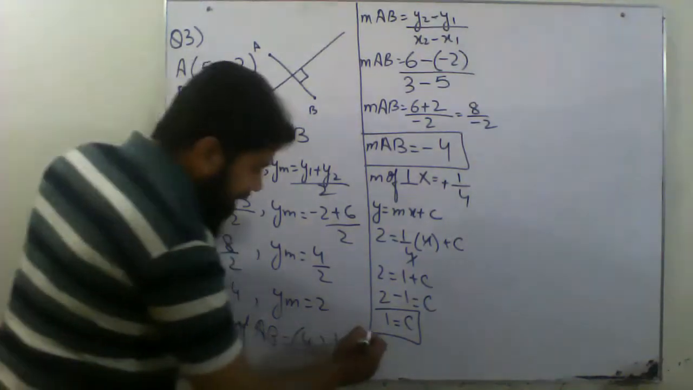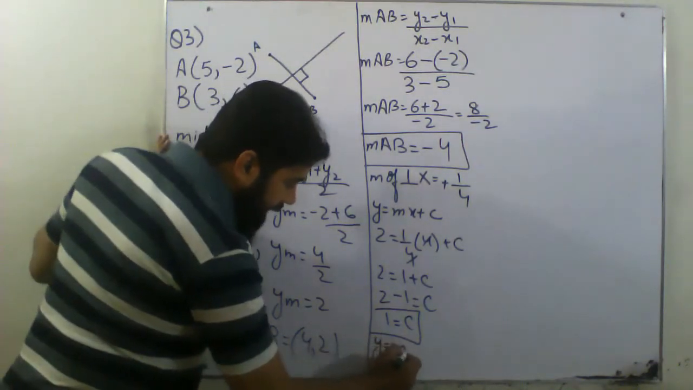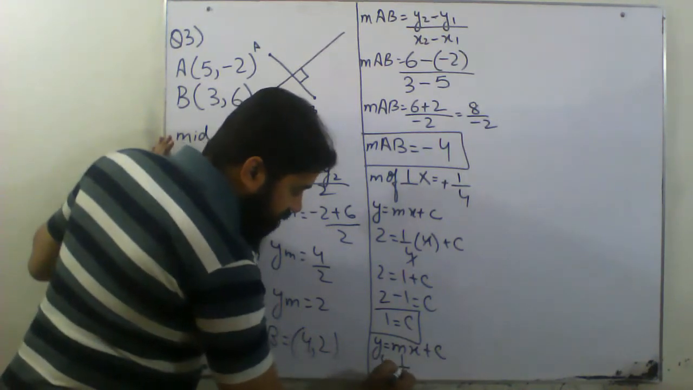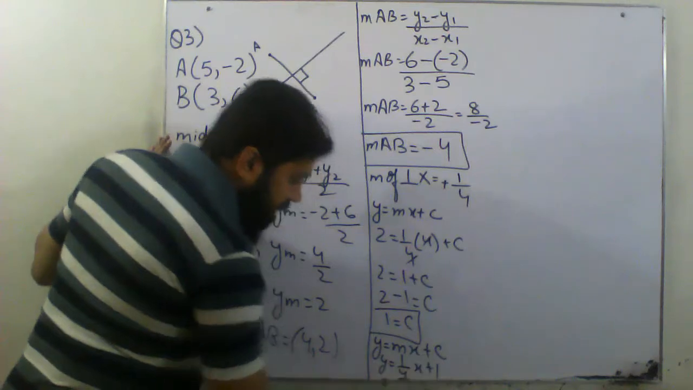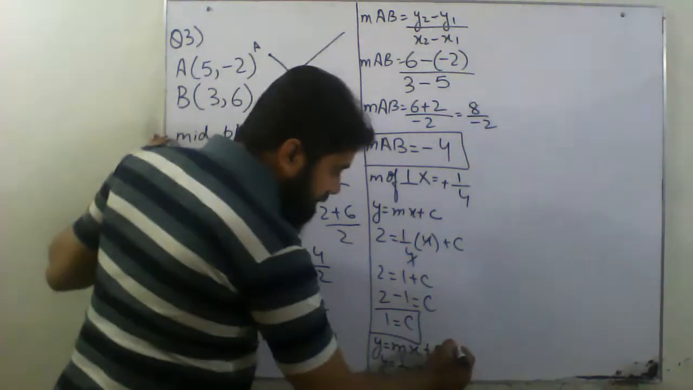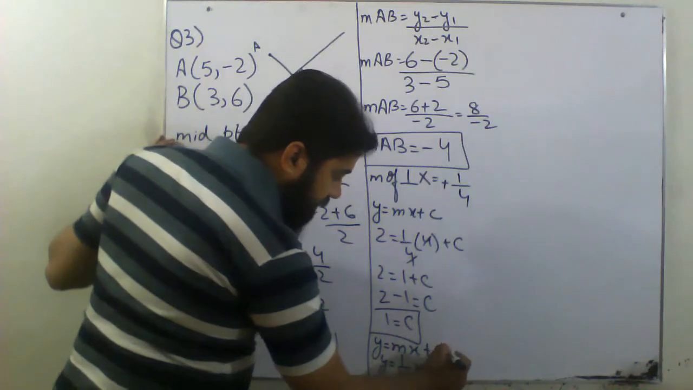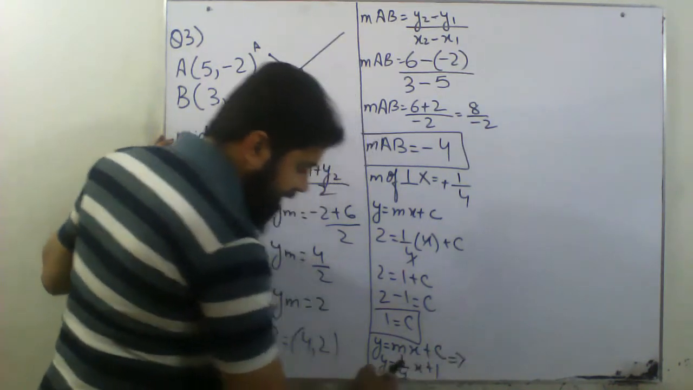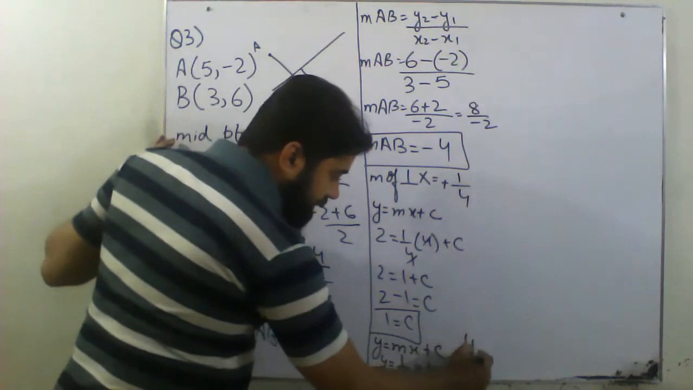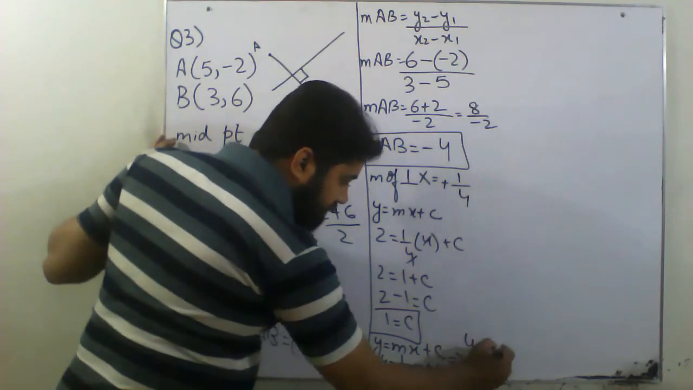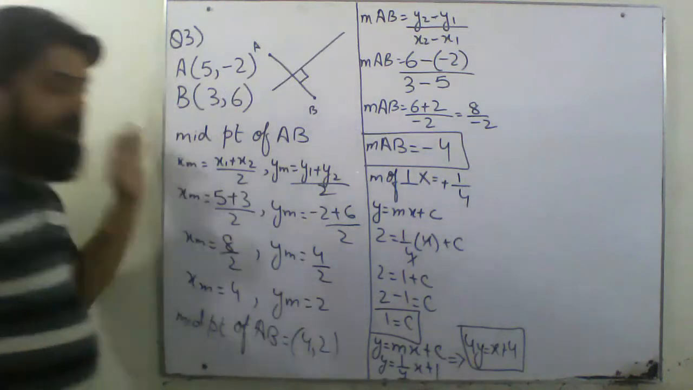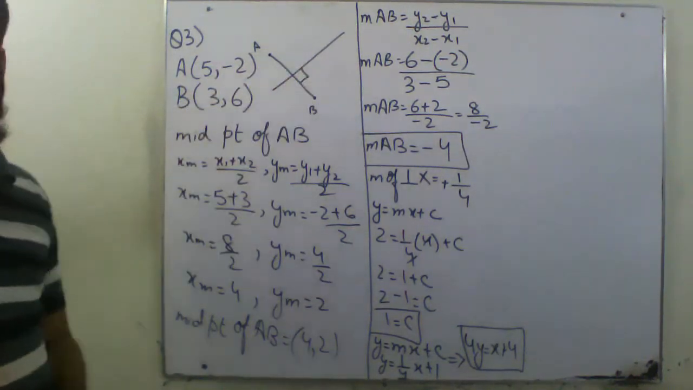So y equals mx plus c, y equals m is 1 over 4, x plus 1. You can leave your answer over here, or you can simplify it a little bit further. So after simplification, first of all I am taking LCM, and this will become 4y equals x plus 4. That is going to be your final equation of this one.